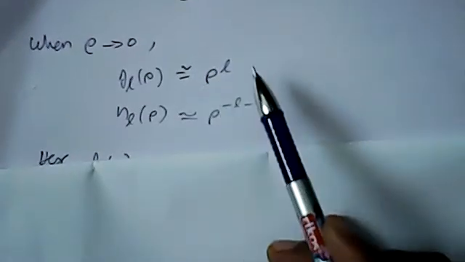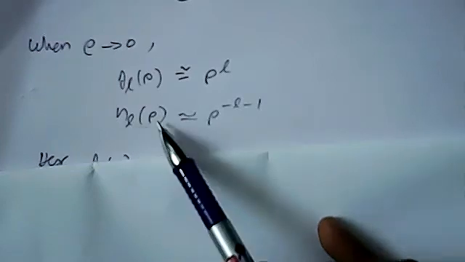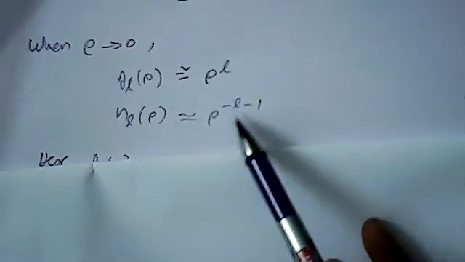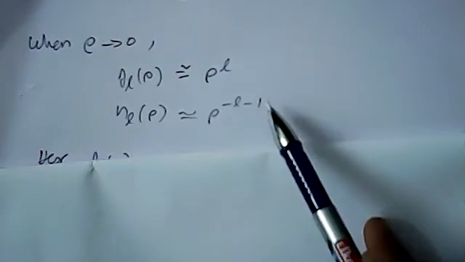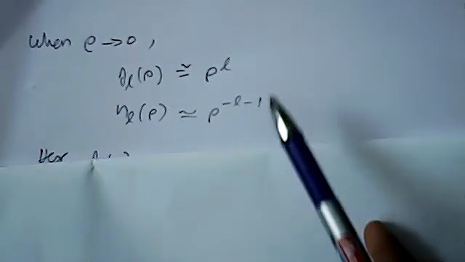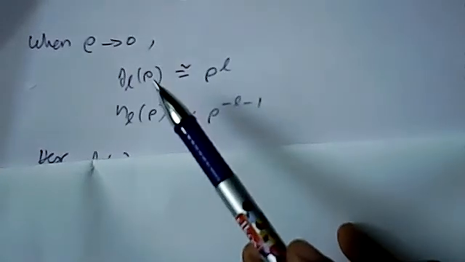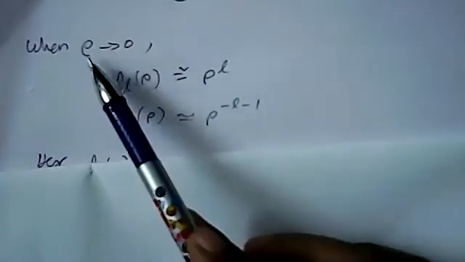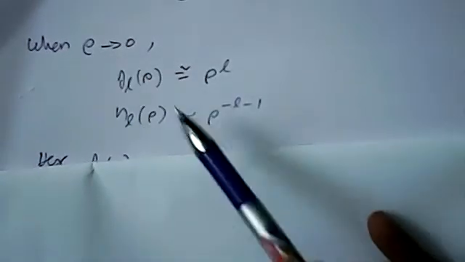Okay. At the center of the spherical well, rho tends to 0. What is the form of J_L and N_L? J_L of rho becomes rho to the power of L, and N_L of rho becomes rho to the power of minus L minus 1. All this you can refer. This can be shown by applying this limiting condition, rho tends to 0. So at the center they take simple form.